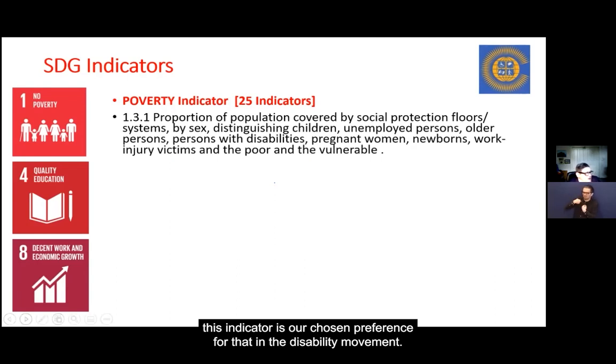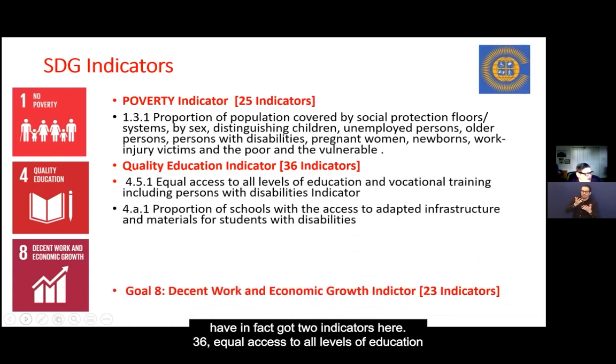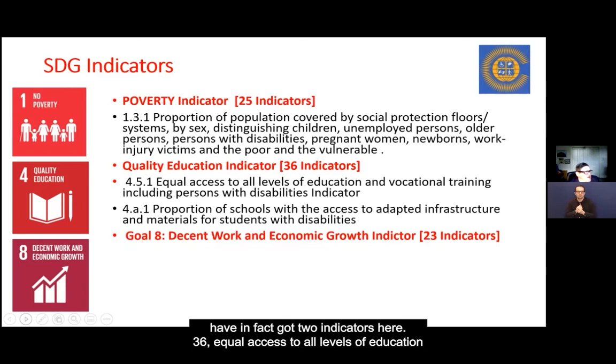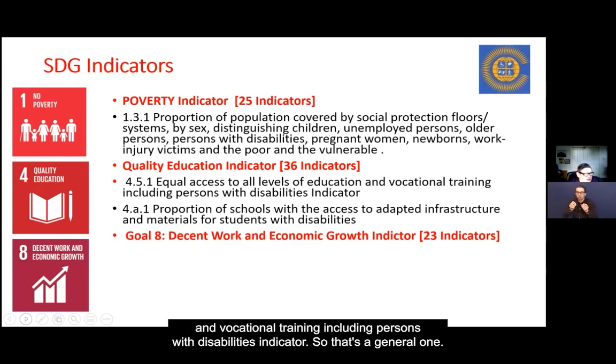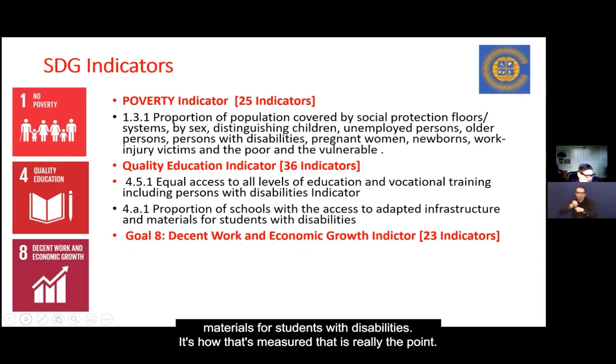Quality of education, we've just seen how crucial that is, and we have in fact got 2 indicators here out of 36. Equal access to all levels of education and vocational training, including persons with disabilities indicator. So that's a general one. And then proportion of schools with access to adapted infrastructure and materials for students with disabilities. And it's how that's measured that is really the point. And I think they're measuring it by the numbers with ramps and accessible toilets, not necessarily access to the curriculum.